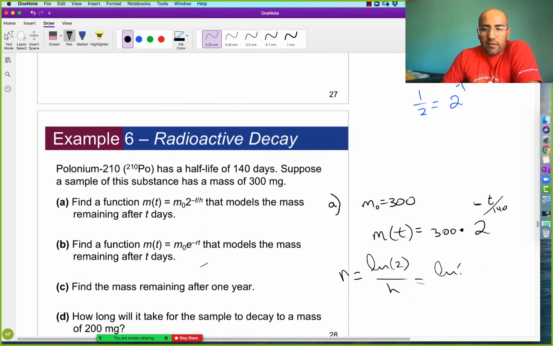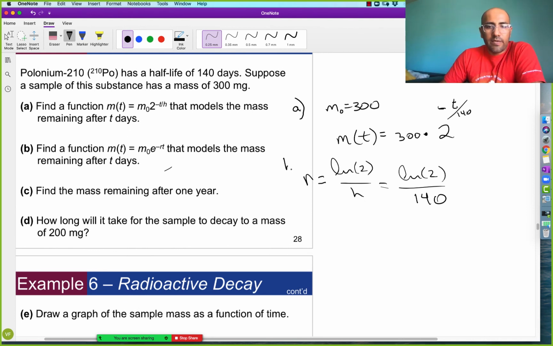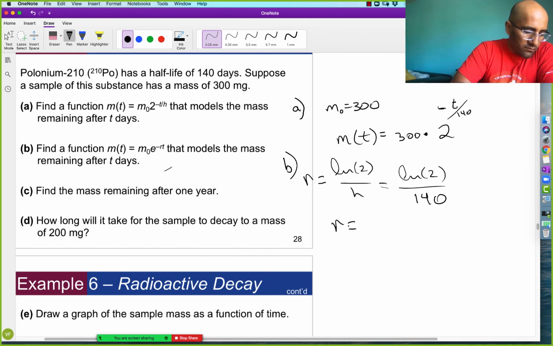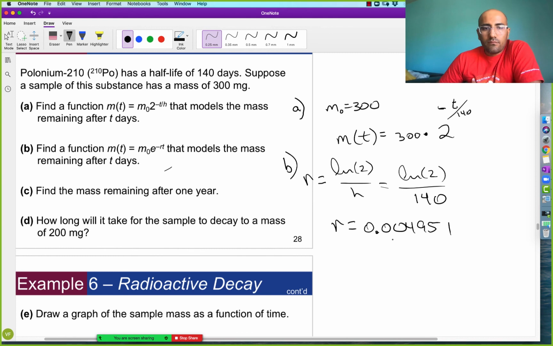So for us, this would be ln of 2 divided by h, which was 140. Right, I'm solving part B here. Good. Questions? So R is equal to ln of 2 divided by 140. So I'm getting 0.004951. I'll round it to there. Good. So now I have everything I need to use this formula to describe the way this is decaying.